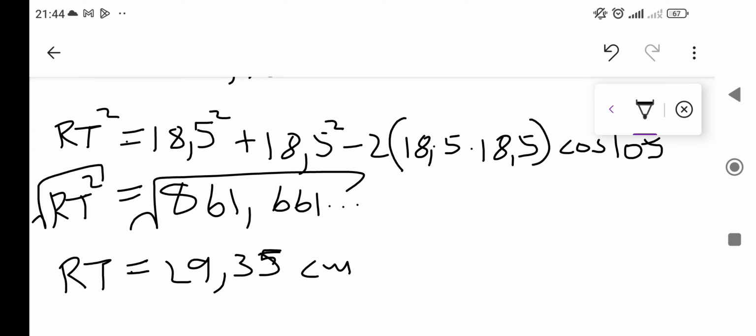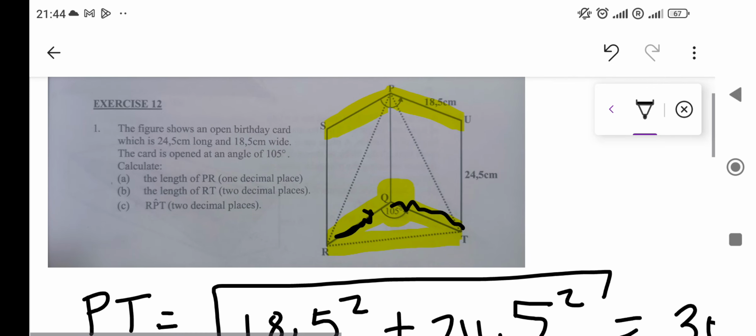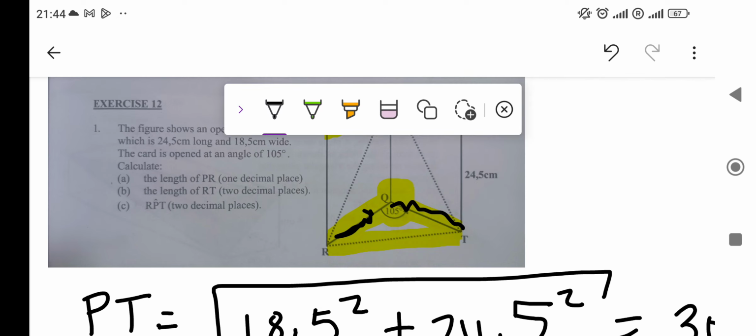Great. So we've done that part of the question. Next, let's see what they are asking us for. Next, they want us to find angle P. Let's clean up this quickly.